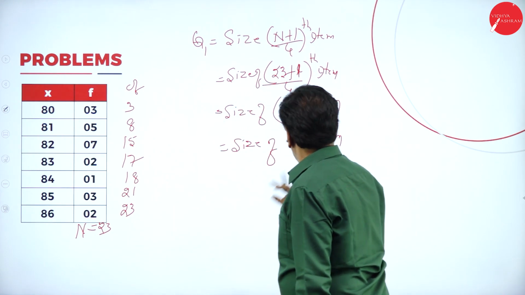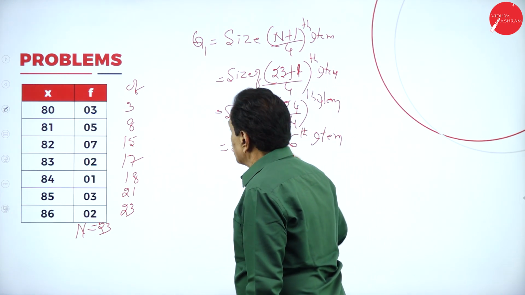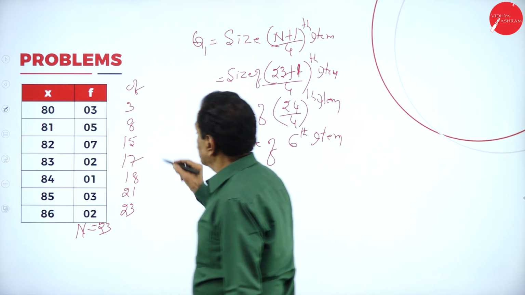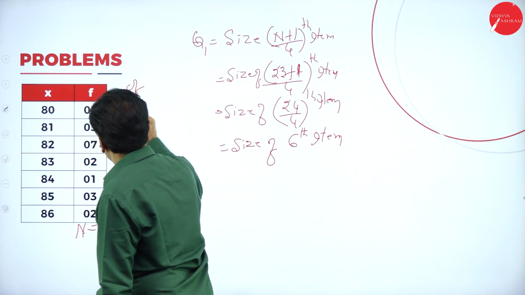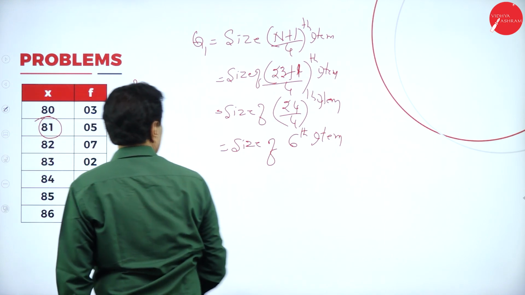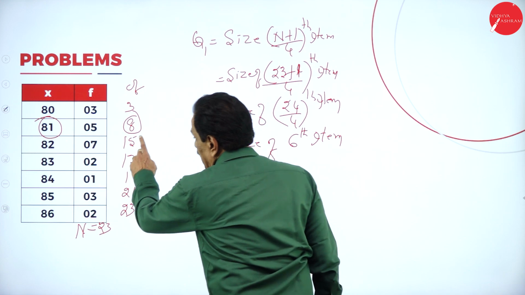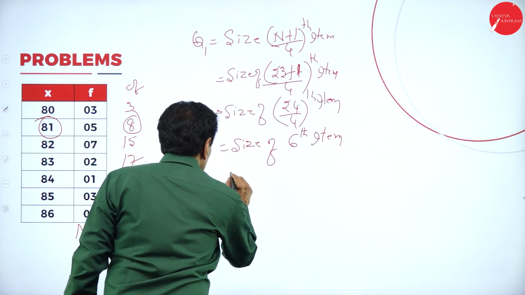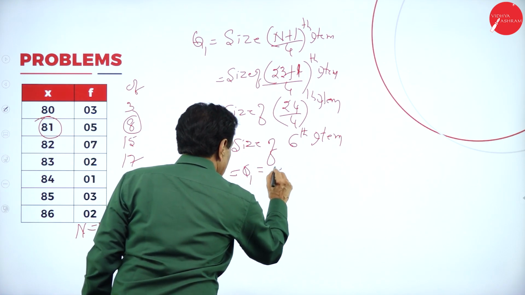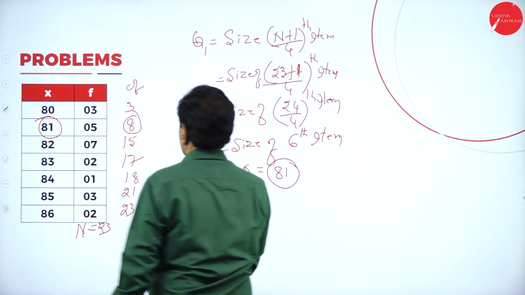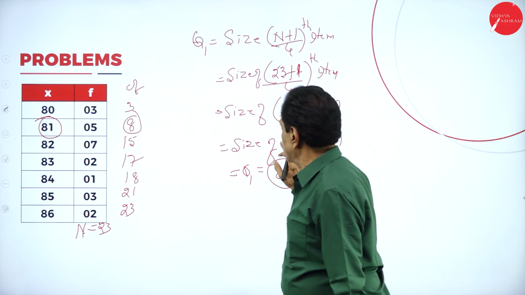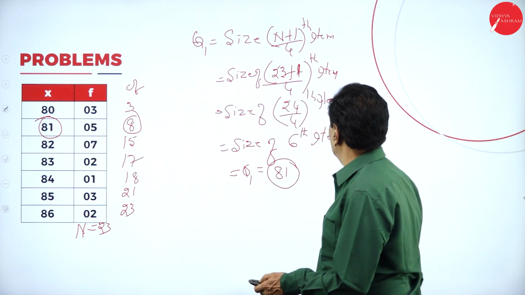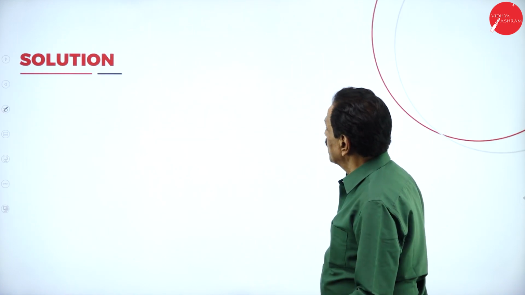The 6th item. Here, where the 6 will come in the CF, 6 will come under 8. The concerned number is 81. Therefore, Q1 is equal to 81. Do you understand? 6 will come under 8, and the concerned number is 81. We'll go to the next one.